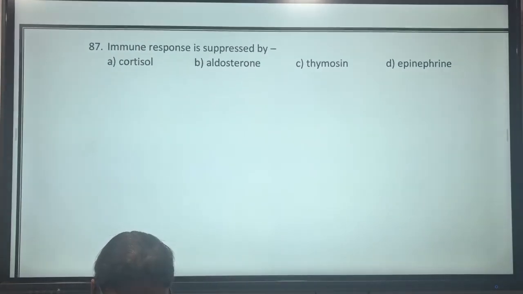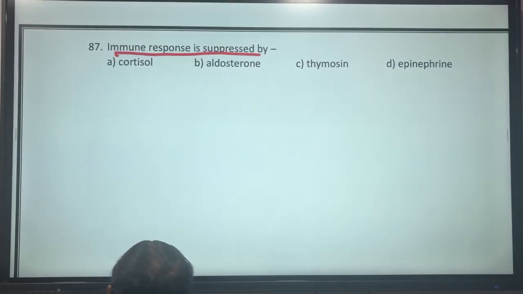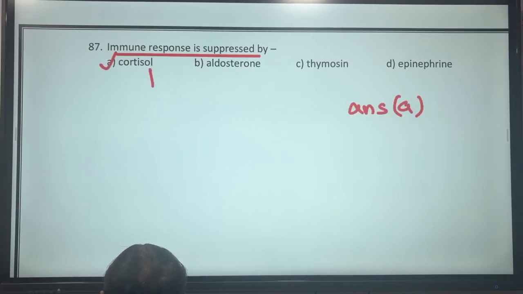Going to 87th question. Immune response is suppressed by. Answer is A, cortisol. Direct NCERT. Cortisol is an immunosuppressant. It is an anti-inflammatory hormone.